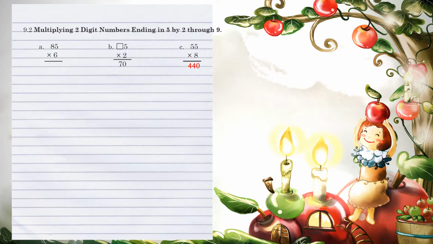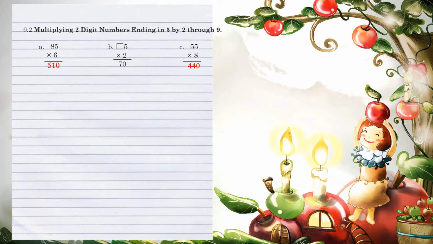Unit 9.2, multiplying two-digit numbers ending in 5 by 2 through 9. Example A. 6 times 5 is our first step. 5 times 6 is 30. Write down the 0, carry the 3. Then we have 6 times 8, which is 48, plus the 3 would give us 51 for an answer of 510.